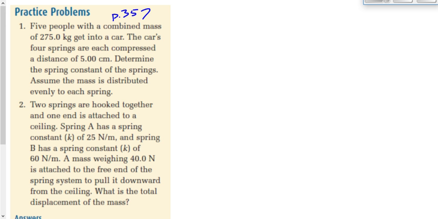Let's do number 1 right now. 5 people with a combined mass of 275 get into a car. The fact that it's 5 people is irrelevant. What's important is that we have a mass of 275 kilograms. And that mass of 275 kilograms in this car pushes downwards on the car.